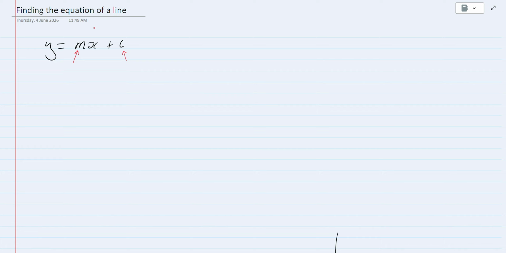M is the coefficient of x, meaning the movement of our x-coordinate, and c is a constant. We need to leave x and y as their letters. They're going to stay as variables, and we're going to substitute in numbers for our m and our c. To find m, find the gradient of the line using rise over run. And we can find c through observation, purely by observing the point where the line intercepts, or by substitution.